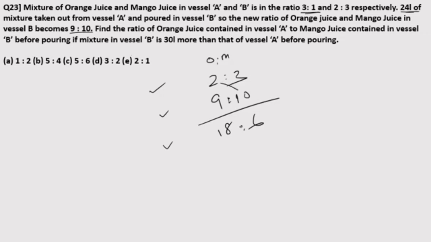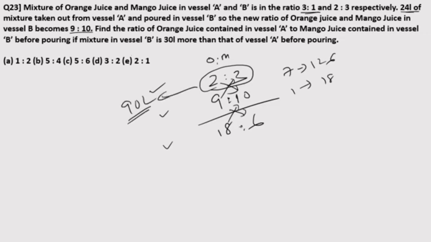So now solve this. This is 20, this is 27. So 7 units, 20 minus 27, 7 units, take the positive quantity, equal to 54 minus 180, this is 126. So 1 unit corresponds to how much? 18. 126 divided by 7 is 18. So if 1 unit corresponds to 18, total is 5 units. 5 units corresponds to 5 into 18, which is 90 liters. 90 liters were there in vessel B initially, and in that mango juice has to be 18 into 3, 54, orange juice has to be 18 into 2, 36.